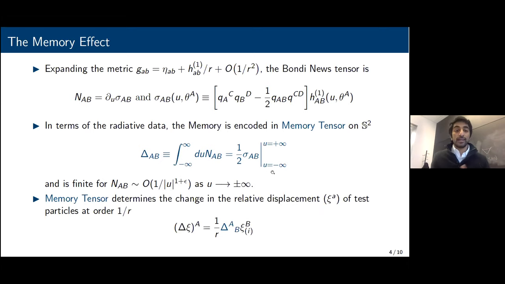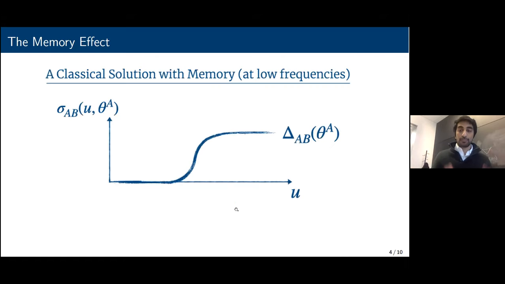Okay, so why do we call this the memory tensor? Well, it precisely determines the change in the relative displacements of my test particles at scri between early and late times. The initial displacement of my test particles gets mapped to the change in the final displacement at leading order by this memory tensor. This is the quantity that we'll be really looking at for the rest of this talk. The picture I want you to have is that any classical solution with memory at scri at low frequencies can be written as this kind of step-function-like behavior between early and late times. That's the picture I want you to have for a classical solution with memory.